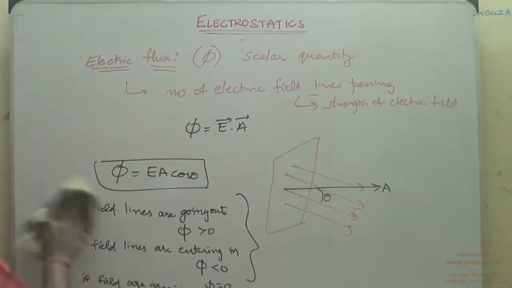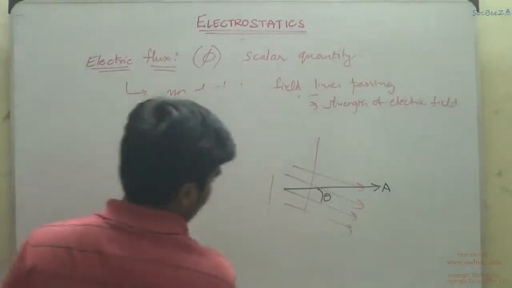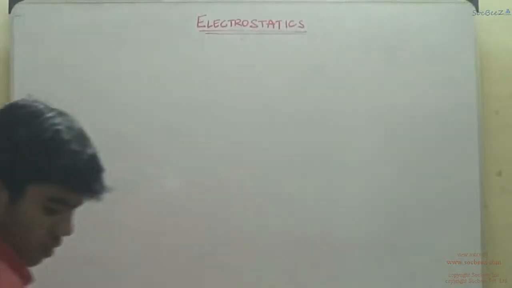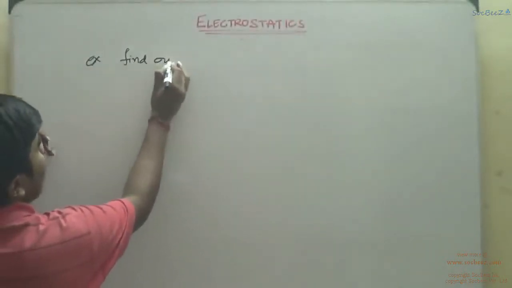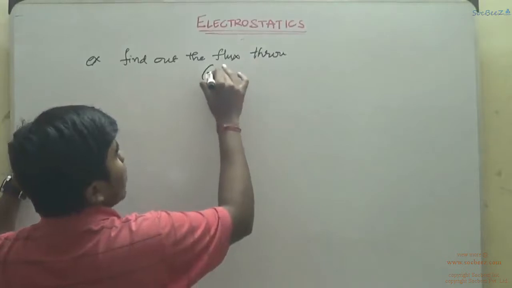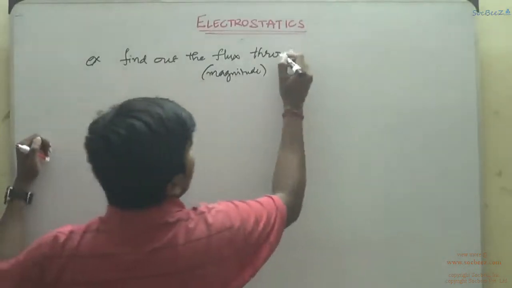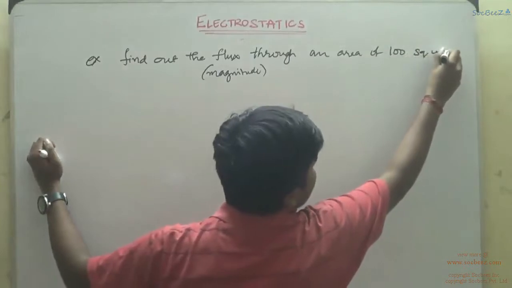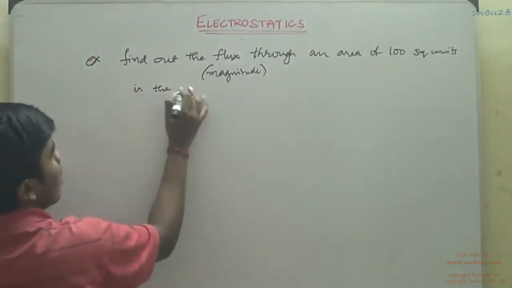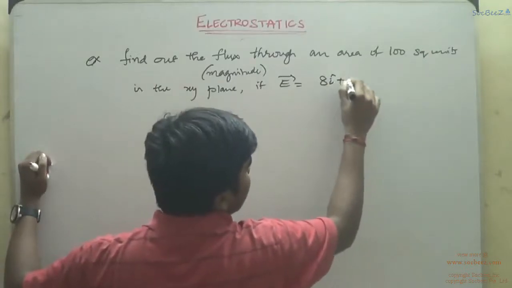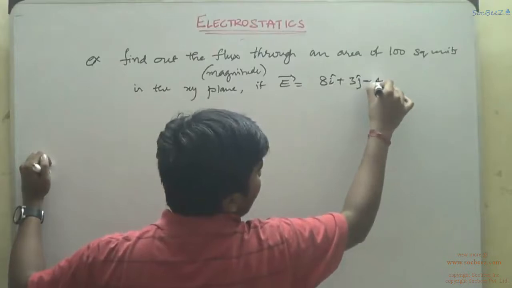Now for a note, see, for example a question: find out the flux, basically the magnitude, we want the magnitude here, through an area of 100 square units in the XY plane if the electric field is equal to 8 I cap plus 3 J cap minus 4 K cap.